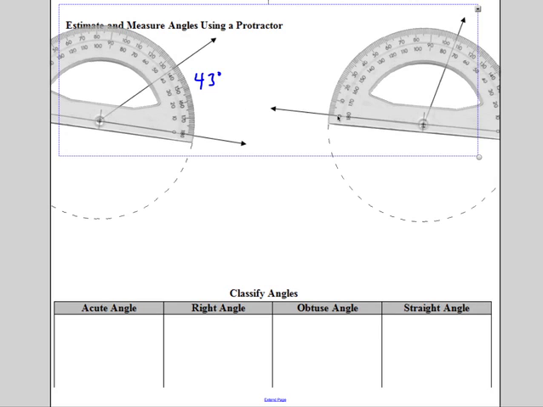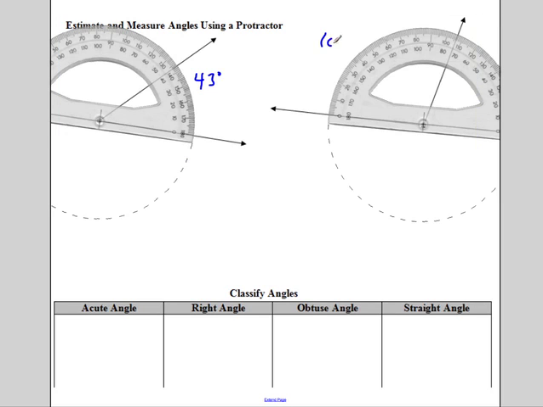So top ones: 10, 20, 30, 40, 50, 60. I went past 90. Oh, I was off. Hey, rough guess. There's the 100, there's 110. Well, not too bad. That's 105, so it looks like about 106 degrees. Excellent.